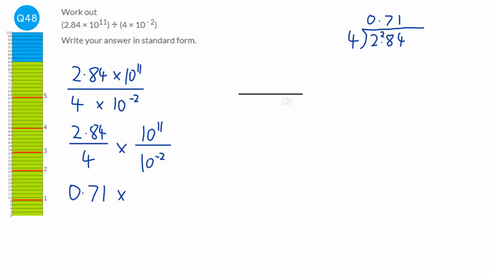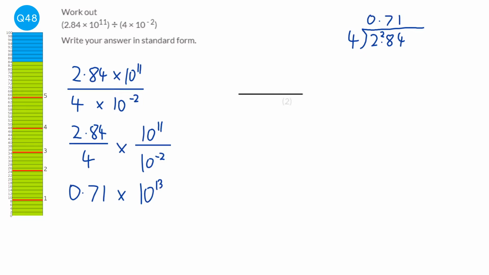of the same base, they're both 10, then you just take away the power. So it's 11 take away minus 2. Now the two minuses, the two takeaways, actually convert to a plus, so it would be 11 plus 2, which would be 13, so it would be 10 to the power of 13.